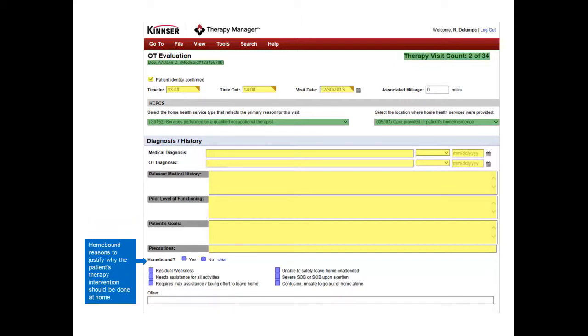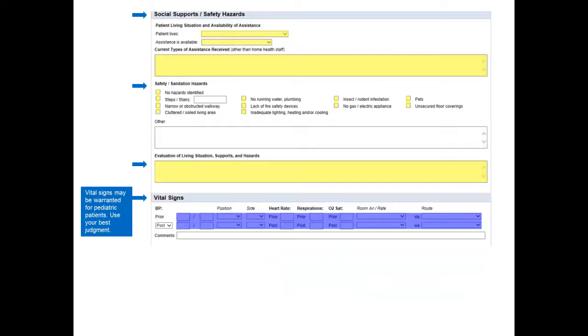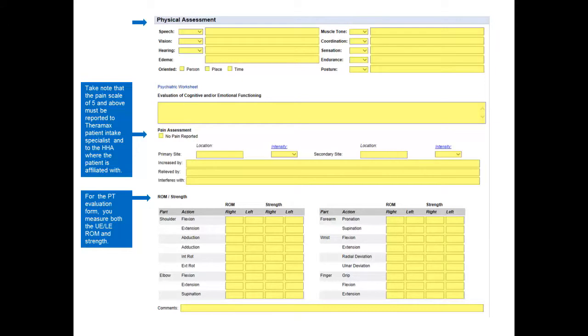Type in necessary precautions, especially if the child's balance is compromised. Homebound reasons to justify why the patient's therapy intervention should be done at home. Vital signs may be warranted for pediatric patients. Use your best judgment. Take note that a pain scale of 5 and above must be reported to the Theramax patient intake specialist and to the HHA where the patient is affiliated.